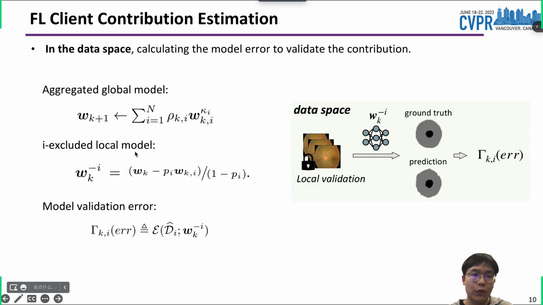Next, in the data space, we propose to measure the model error on the local validation to further complete the estimation. Similarly, we have the aggregated model and also the i-excluded local model. By measuring the i-excluded model on client i's data, we can see whether the contribution from client i really helps minimize the error. If so, it means client i really contributes to the federation. If not, it means by using the parameters from other clients, we can already have a low error on client i's data. By combining these two kinds of metrics, we complete our estimation and can deliver good estimation results and also help promote the federated training.